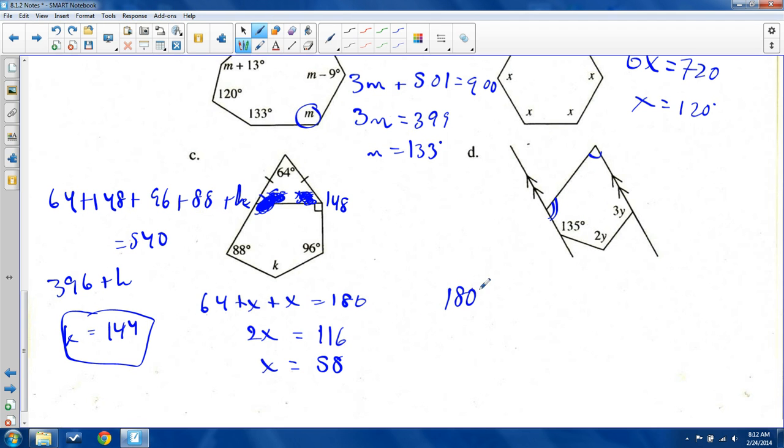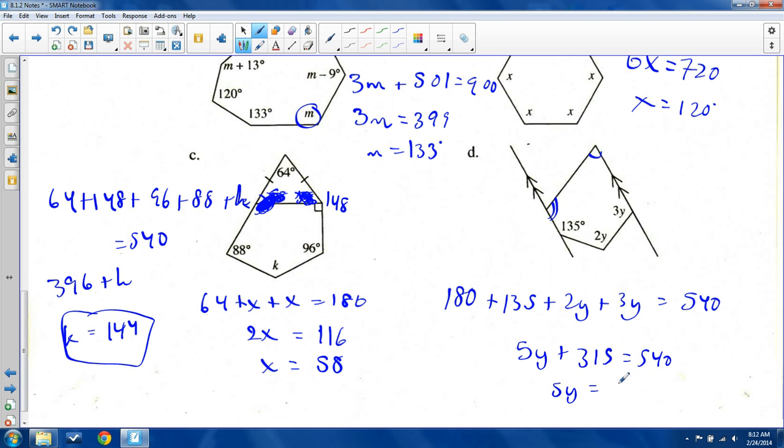Same side interior angles. So I have 180 plus 135 plus 2y plus 3y. Now remember, even though it's 4 numbers written, this represents 2 angles. So this is a 5-angled shape, a pentagon, which we just did, adds up to 540. Combine like terms, I get 5y plus 315 equals 540. 5y equals 225, subtracting 315, and y equals 45 right there.